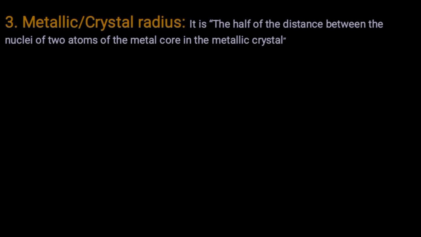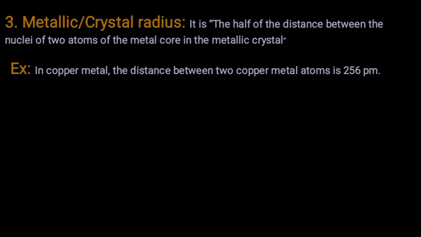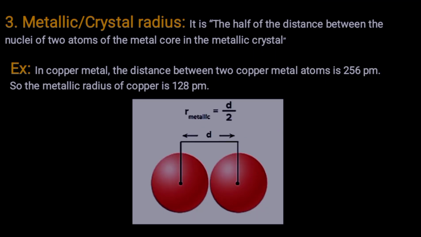Let us move on to the next one, metallic radius. Metallic radius is also called crystal radius. It is half of the distance between the nuclei of two adjacent metal atoms in a metallic crystal. In copper metal, the distance between two copper atoms is 256 picometers, so the metallic radius of copper is 128 picometers. As you observe in the diagram, the metallic radius is d by 2.